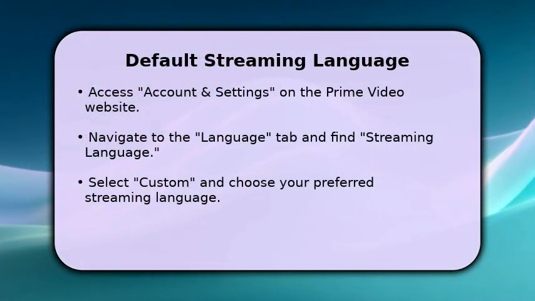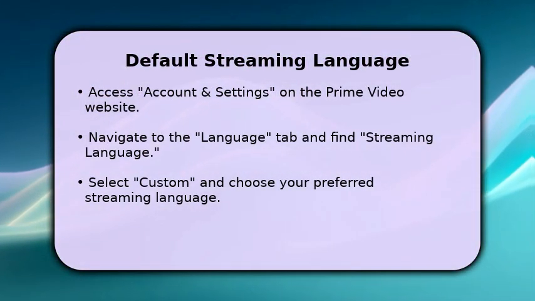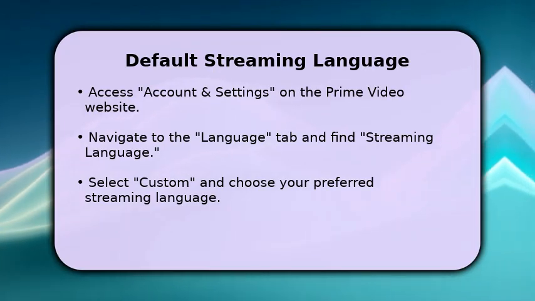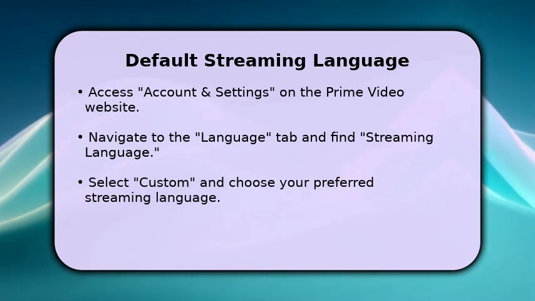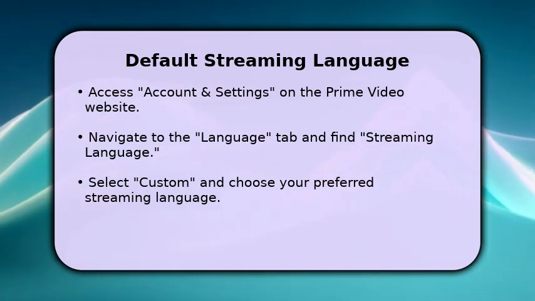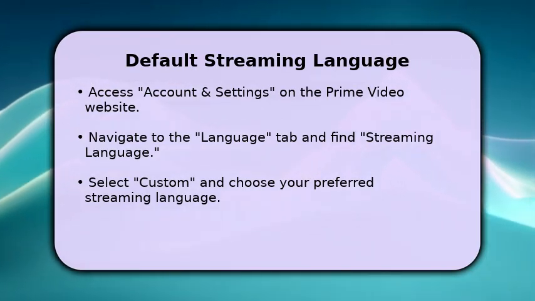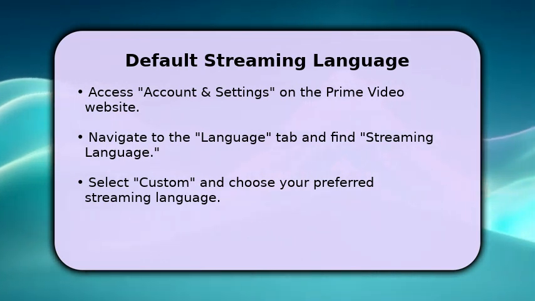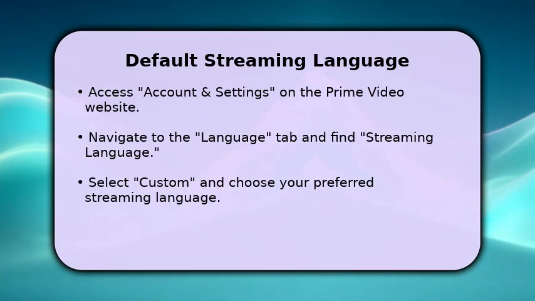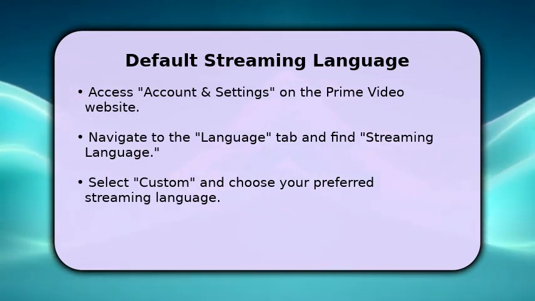To set a default streaming language for your profile, go to the Account and Settings page on the Prime Video website. Within the Language tab, you'll find an option for streaming language. Select Custom and then choose your desired language from the extensive list of over 35 options. Remember to click Save to ensure your new default streaming language is applied for future viewing.